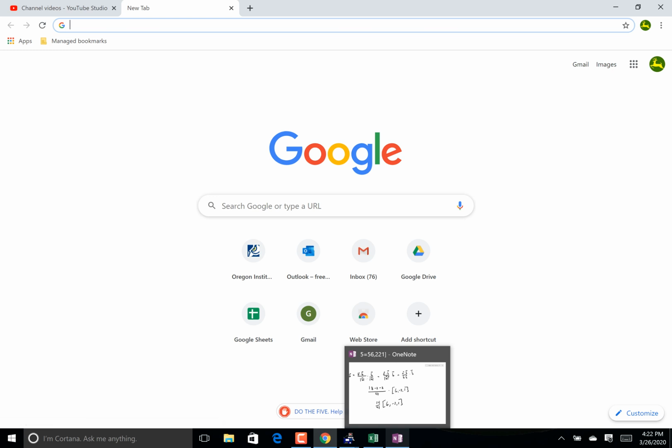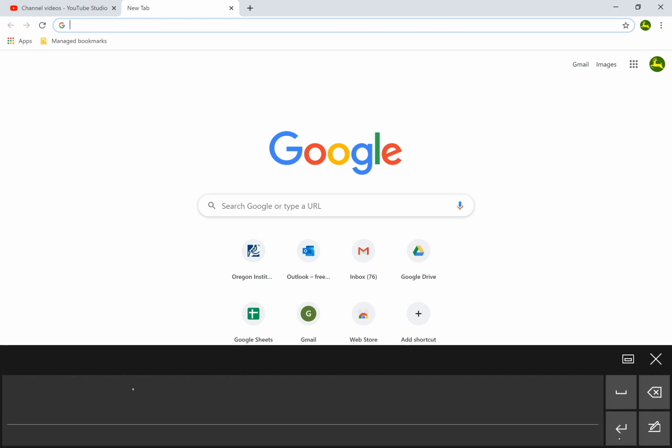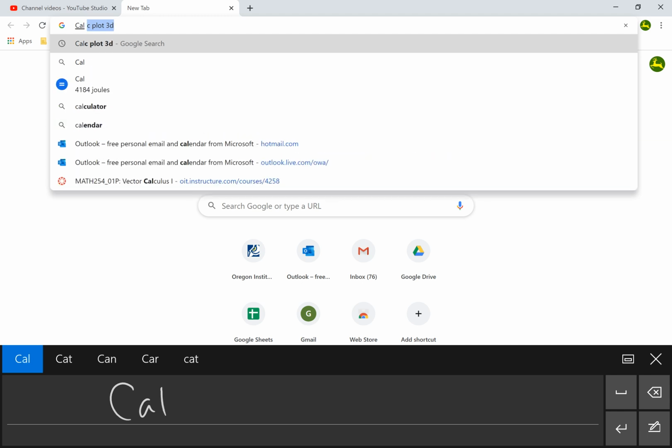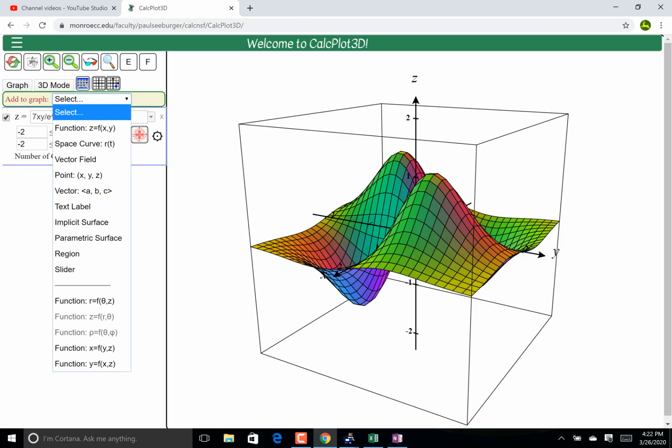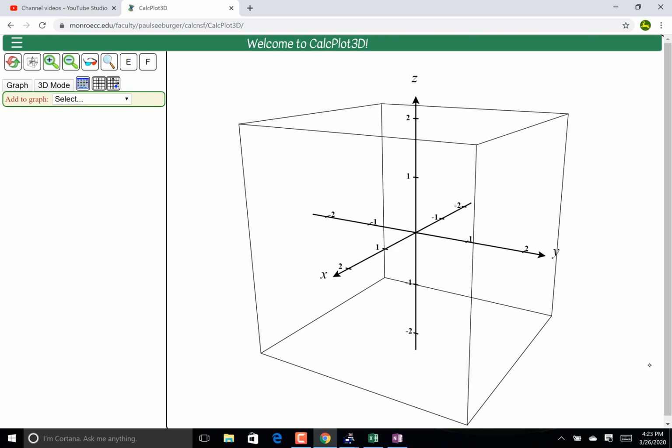Anyway, whatever. Calc Plot 3D. Let's try that again. Okay. Goodness sakes. I guess I better use my keyboard.